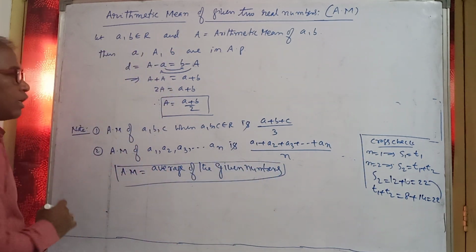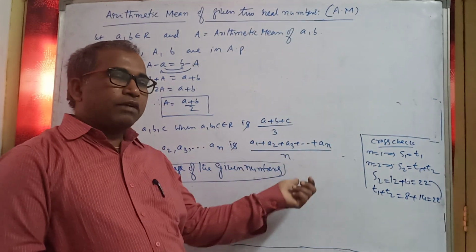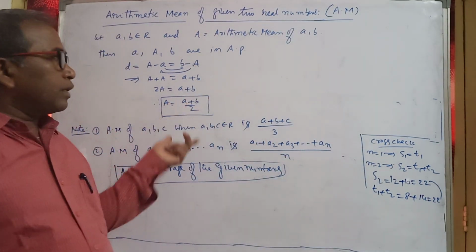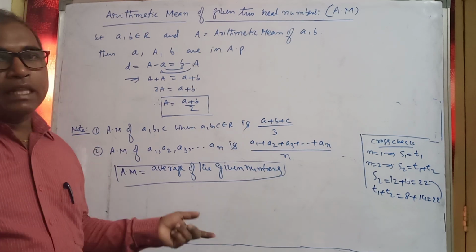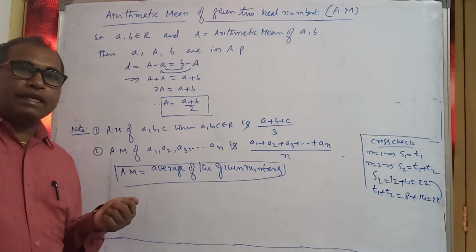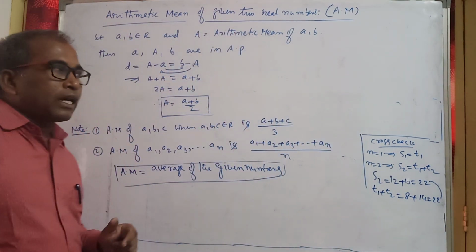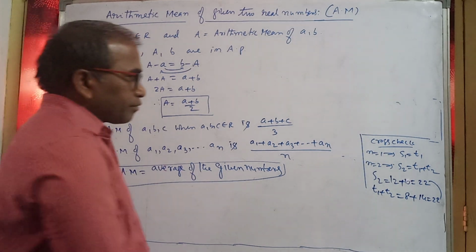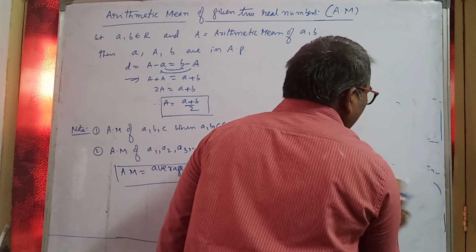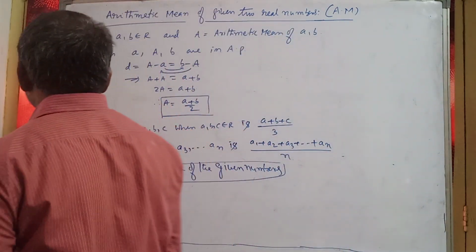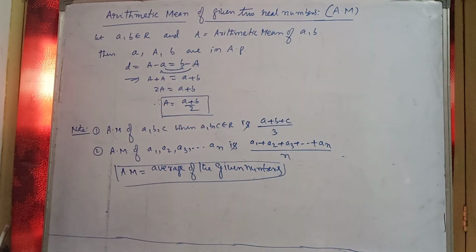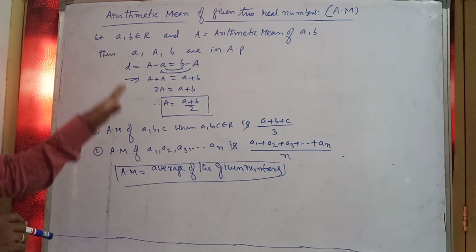If it is given for four terms, it is (a plus b plus c plus d) by 4. If it is n terms, divide by n. For 2 terms, (a plus b) by 2. This is how you have to find out arithmetic mean. Now the question is how to insert n arithmetic means between two real numbers. Please copy this. AM means arithmetic mean, short form.